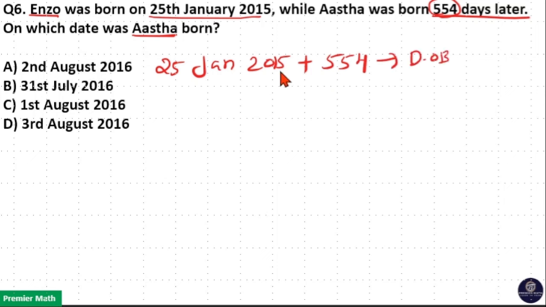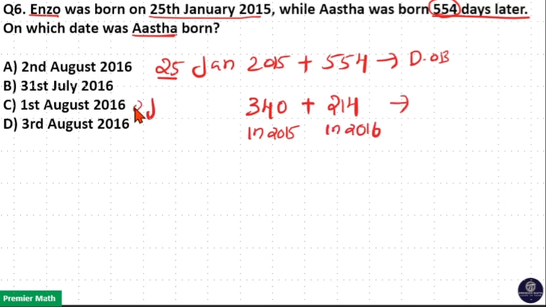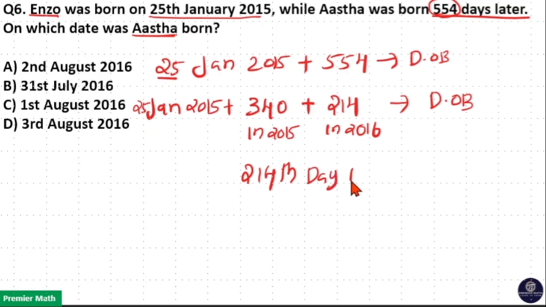Here 2015 is a regular year which has 365 days. But here 25 days are already gone. So 365 minus 25 is 340 days in 2015. Out of these 554 days, 340 days are in 2015. So the remaining days is 554 minus 340, which is 214 days. These 214 days are in 2016. So we need to find the 214th day in 2016, which is the date of birth.